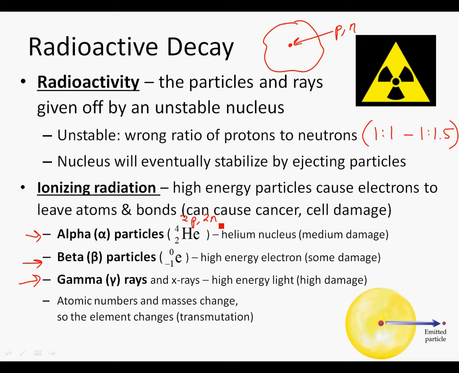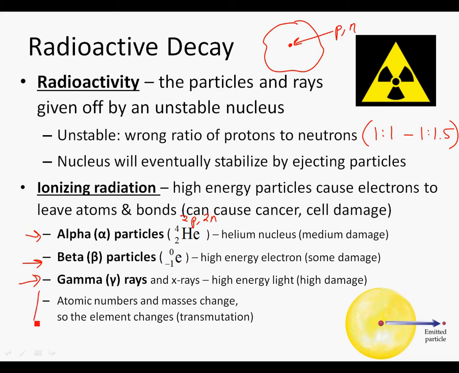Beta particles can also be spit out. These don't cause as much damage, but they're high energy electrons. The really bad ones are the gamma rays because they can go through almost any sort of material except for lead or thick concrete, and they cause a lot of damage to cells. They're high energy light, so they can go through the air really easily.